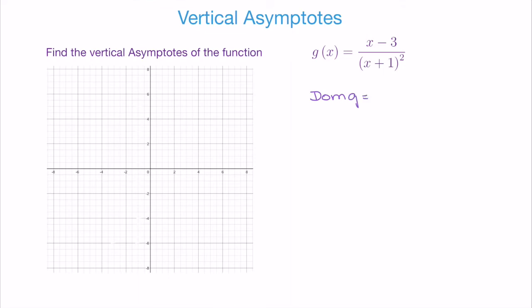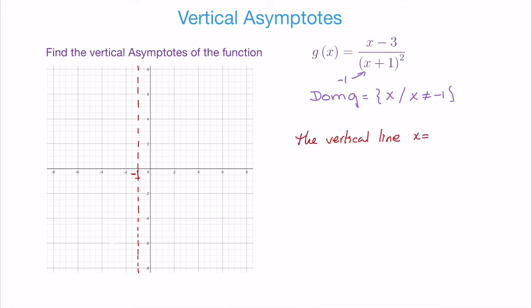The domain of g is the set of all real numbers where x is different from -1, because -1 is the one that makes my denominator 0. What that means is the function is not defined at -1, and so we have a vertical asymptote here at -1. The vertical line x equals negative 1 is a vertical asymptote of the rational function g.